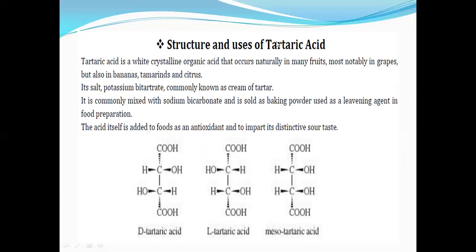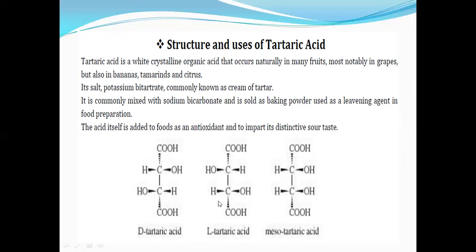So when we combine the tartaric acid molecule with sodium bicarbonate, it is sold in the market in the form of baking powder. The acid itself is added to food. The tartaric acid can be used individually, or it is added in food as an antioxidant and to impart its distinctive sour taste.